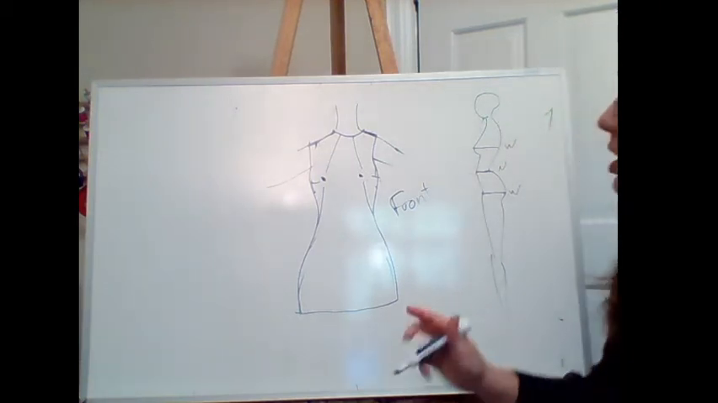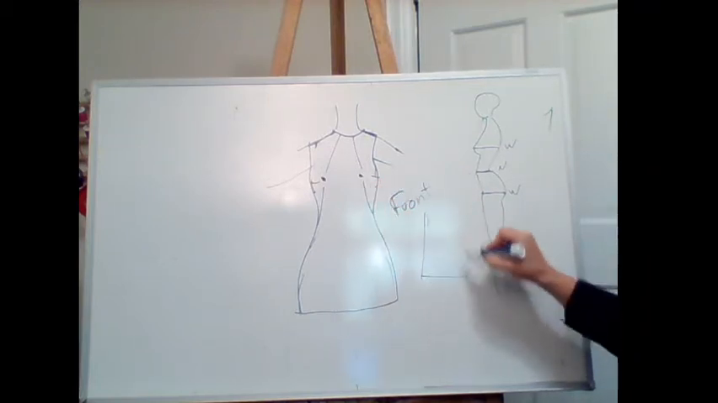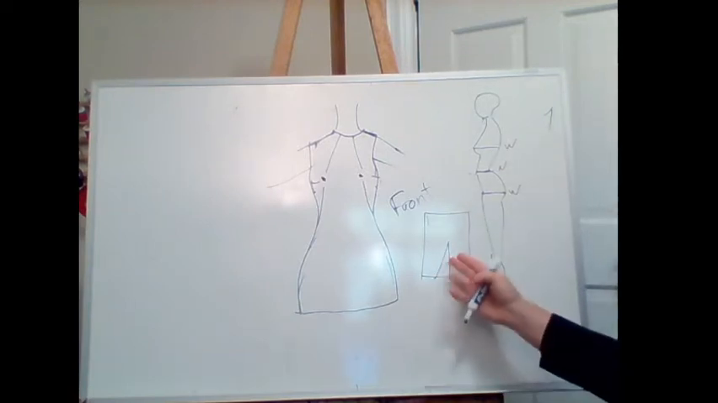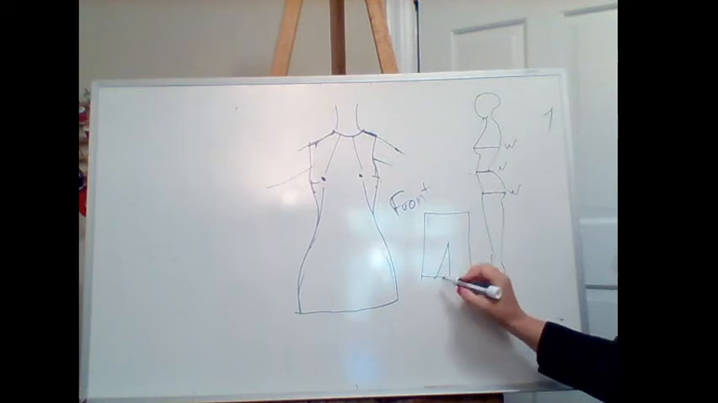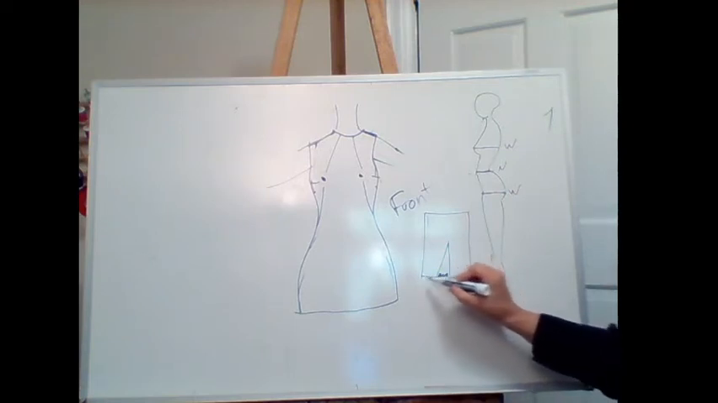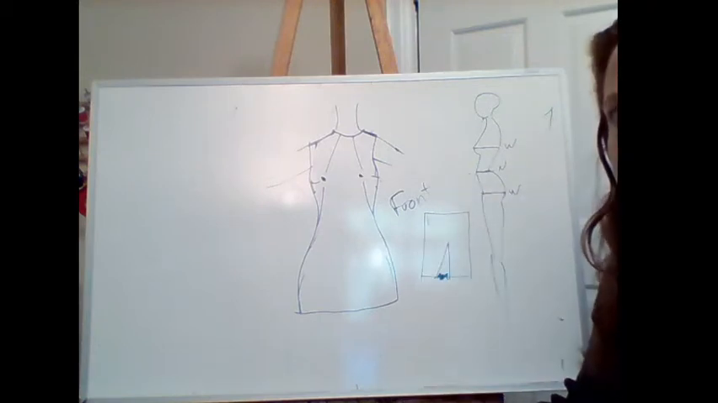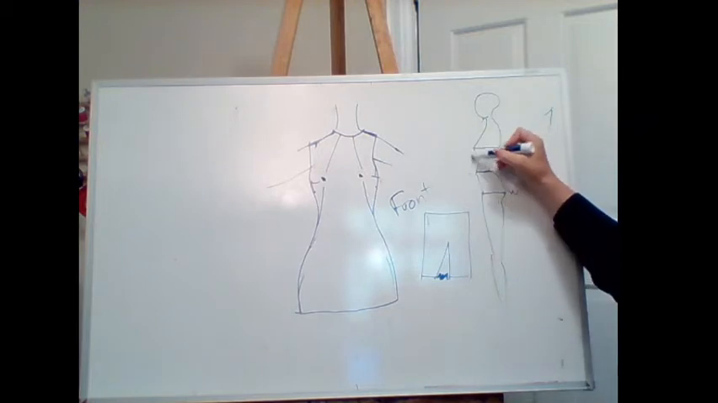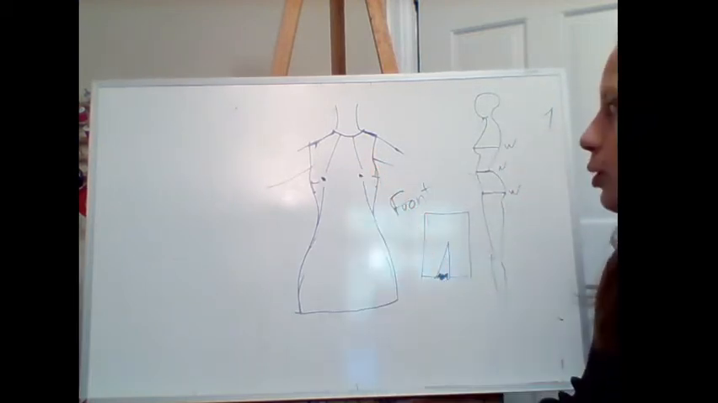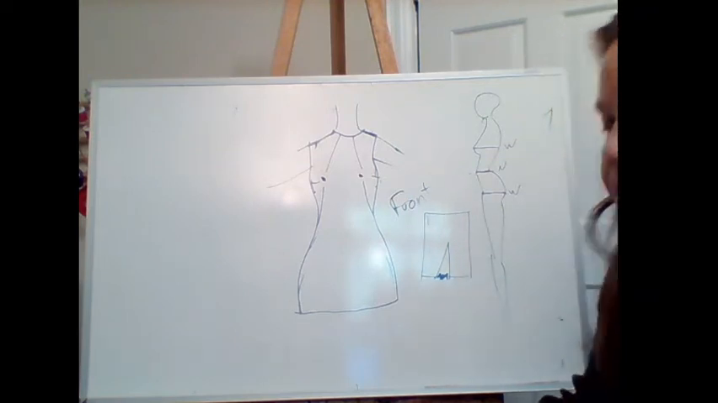Now again, this is because when we have a dart, as you probably know, a dart is a sort of triangular piece put into a pattern that we close. And when we close it, this part becomes negative space. So this part gets reduced, but it creates a sort of curve, a fullness at the point. And since we want fullness here along the bust, that is why our dart points are pointing toward that area. Wherever our darts point, that's where we get fullness. Okay?